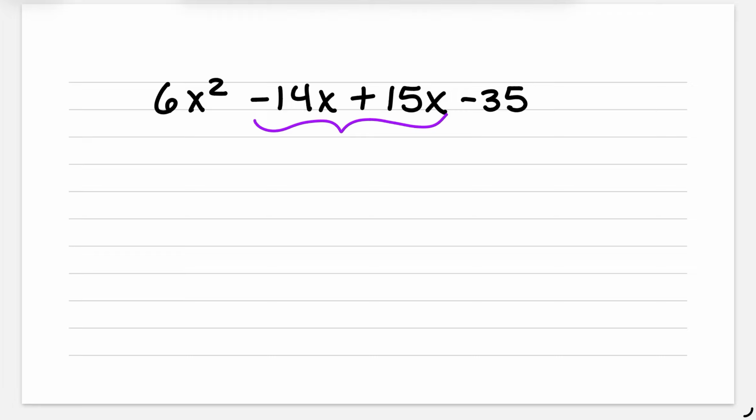I have a negative 14x and a positive 15x, and I'm going to put those together. I'm going to just bring down the 6x squared and the 35. I have 6x squared. Negative 14x plus the 15x gives me a positive 1x. When your coefficient is 1, you don't write it. It's just understood to be there. So I'm going to put plus x. Bring down the negative 35, and we have 6x squared plus x minus 35 after we FOIL.